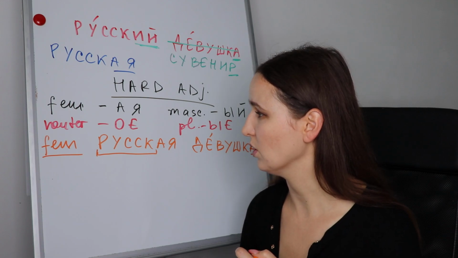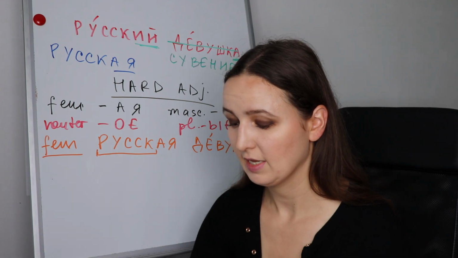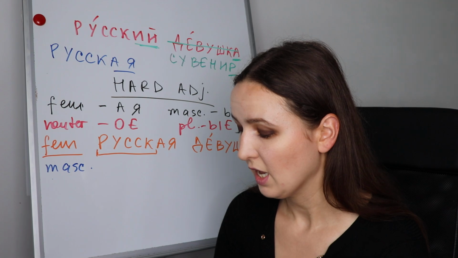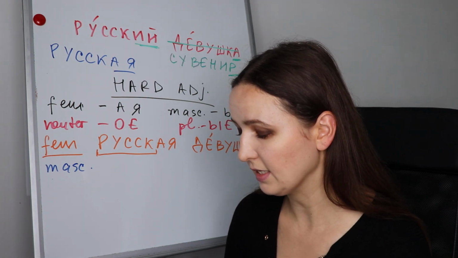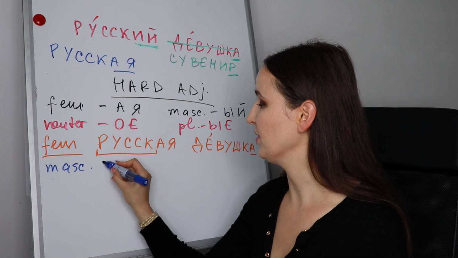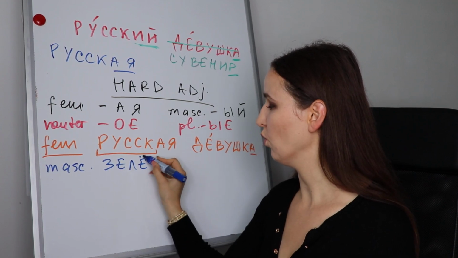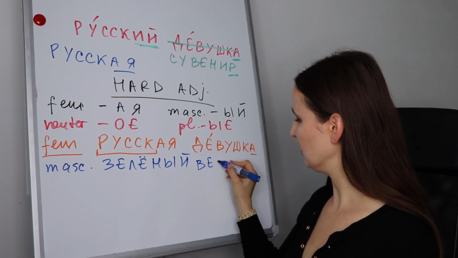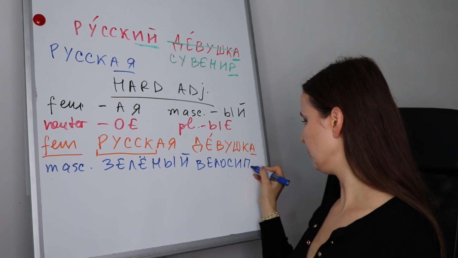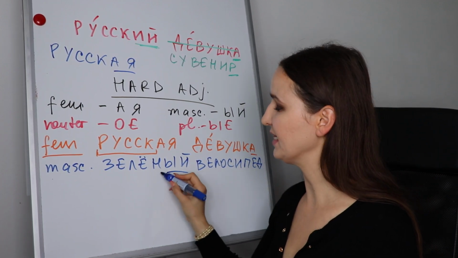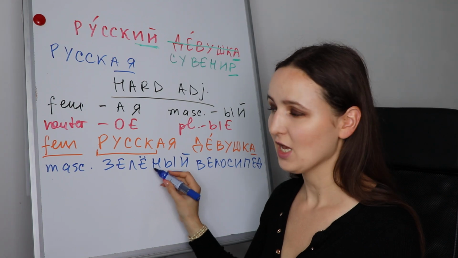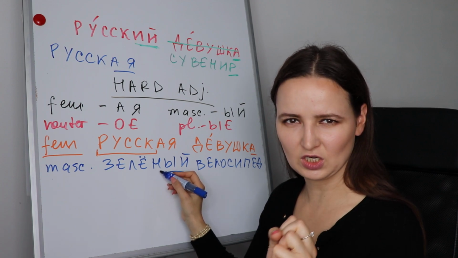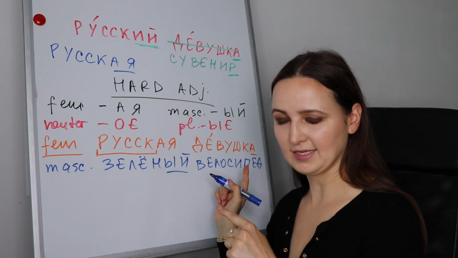Another example is with the masculine ending. Masculine is, for example, let's take зеленый велосипед. Зеленый велосипед. And here is hard. Зеленый велосипед. Green bicycle.